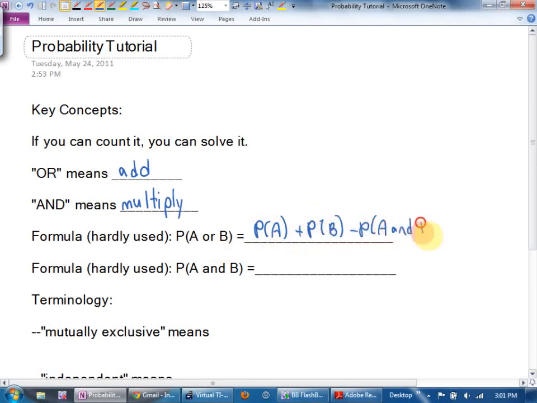And the formula hardly used for AND was, see, I simplified it to AND means multiply, but it's the probability of the first one times the probability of the second one given that the first one has occurred. What this statement here is saying is, hey, make sure you go down the right branch.